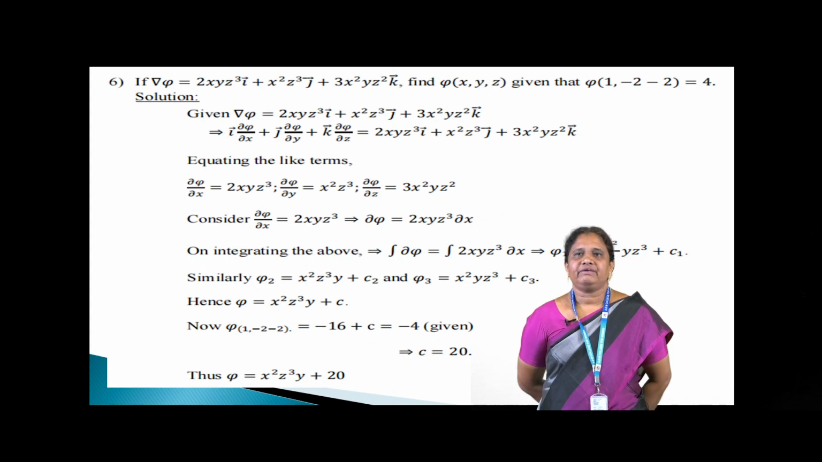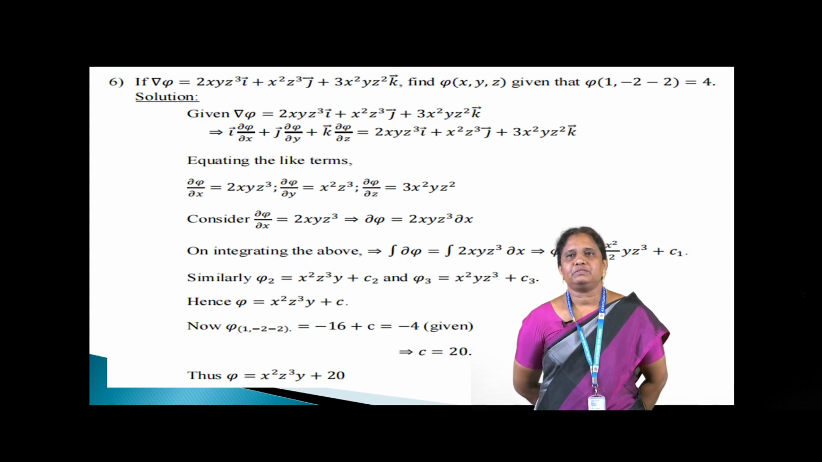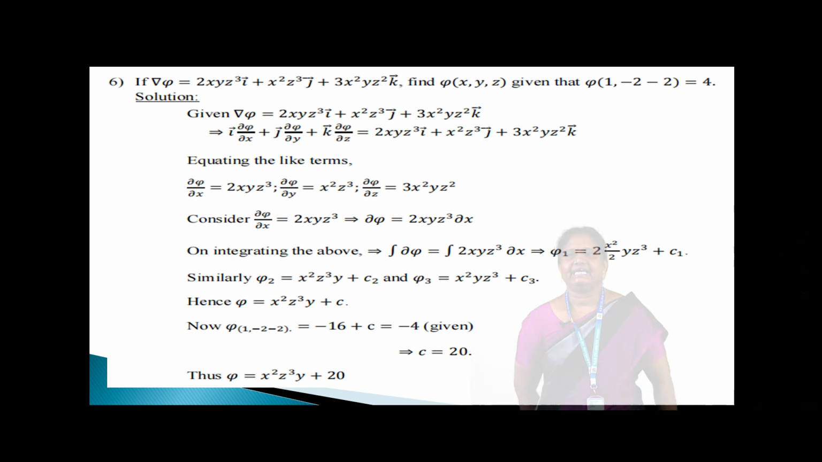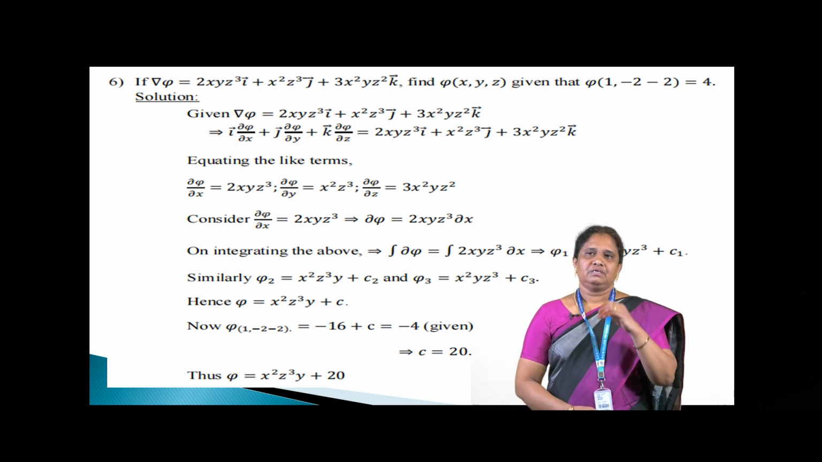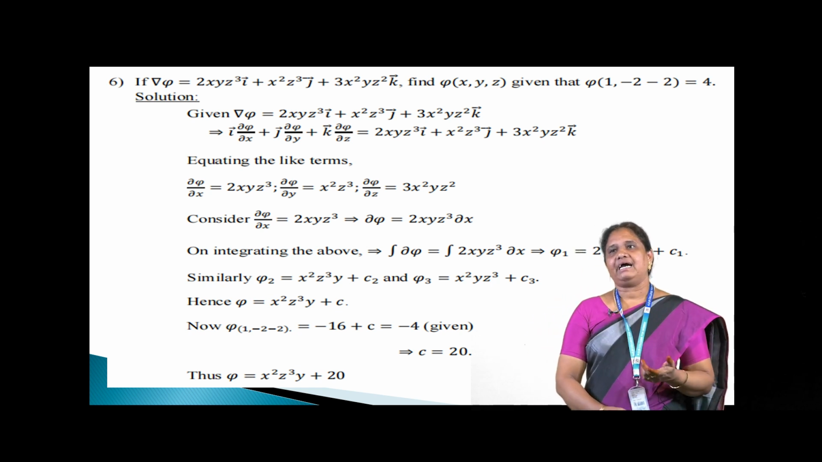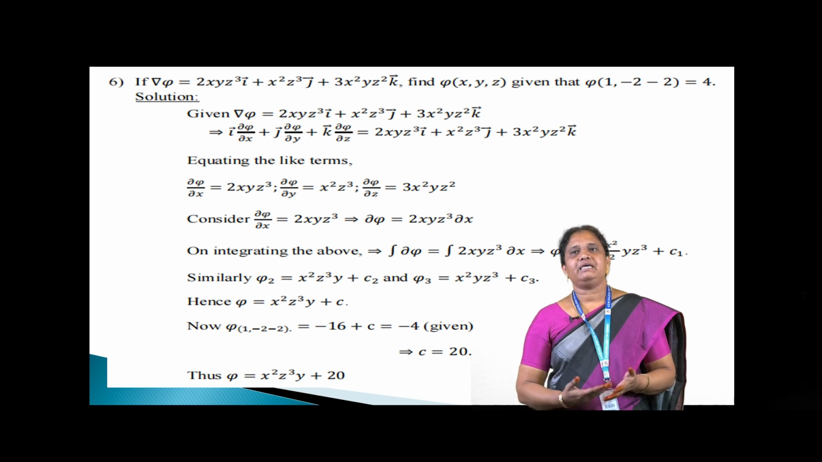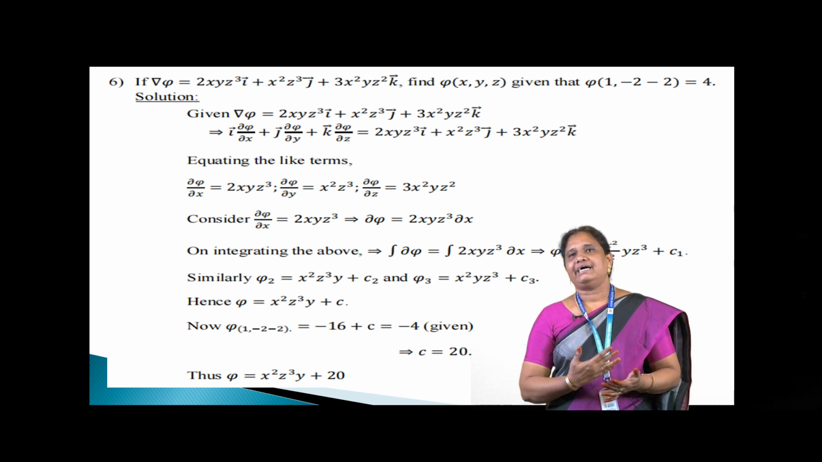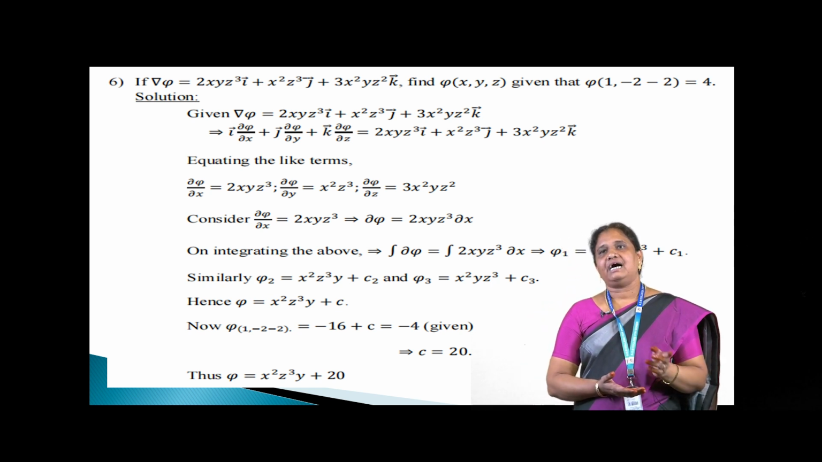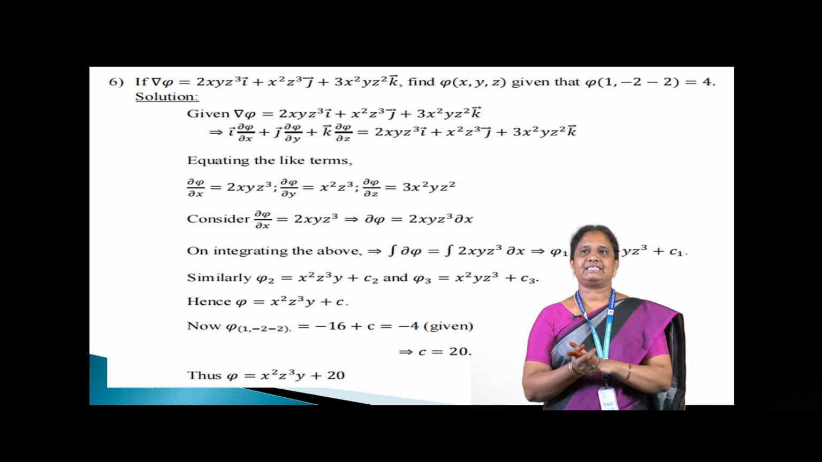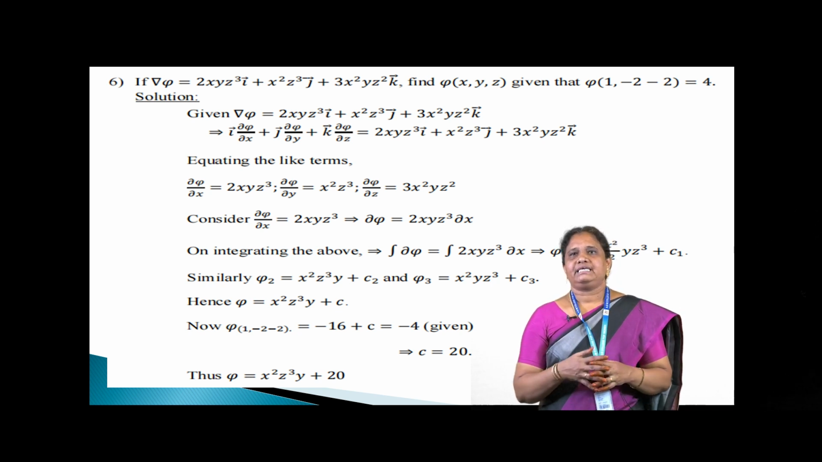And the next problem, if del phi is equal to 2xyz cube i vector plus x square z cube j vector plus 3x square y z square k vector, find phi of x comma y comma z given that phi of 1 comma minus 2 comma minus 2 is equal to 4. So, previously we had formulae and found out the values such as grad phi, unit normal vector, directional derivative. But here they have given the gradient of phi and ask us to find phi, the scalar function. Okay. So, let us see how to find it.